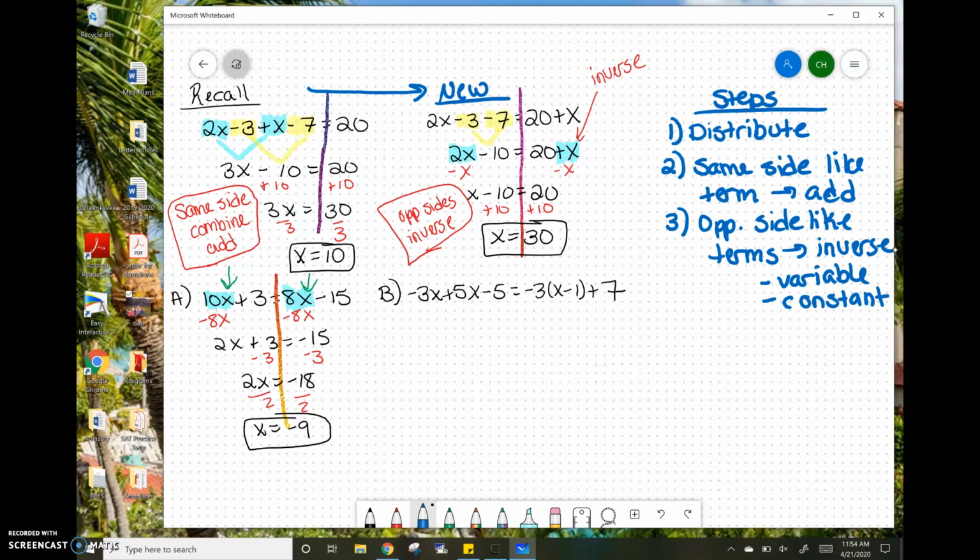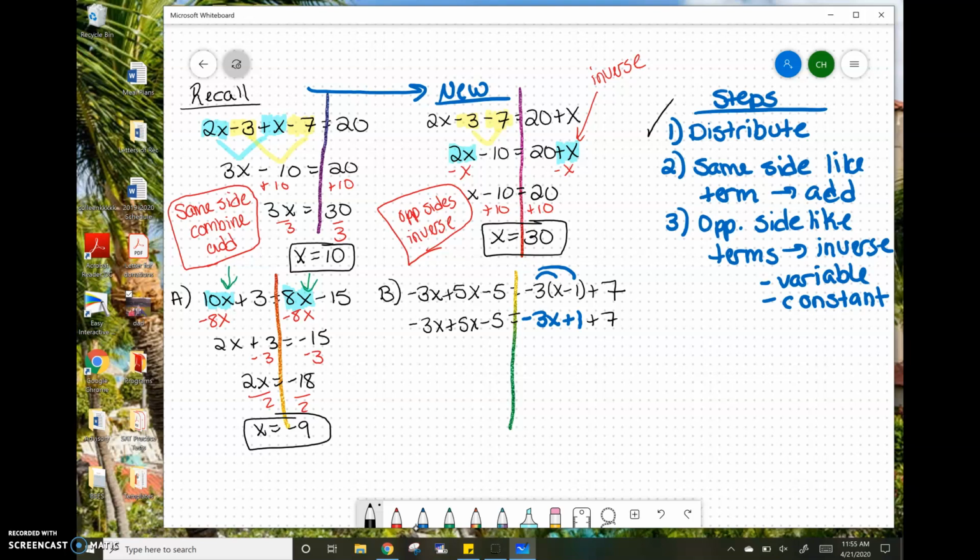So when I look at this problem, I'm going to draw a line through my equal sign. And is there a distributive property? Yeah, there's a distributive property with this -3. So I'm going to distribute that -3 first to get -3x and then plus 1. And then I'm just going to bring down the rest of my problem here.